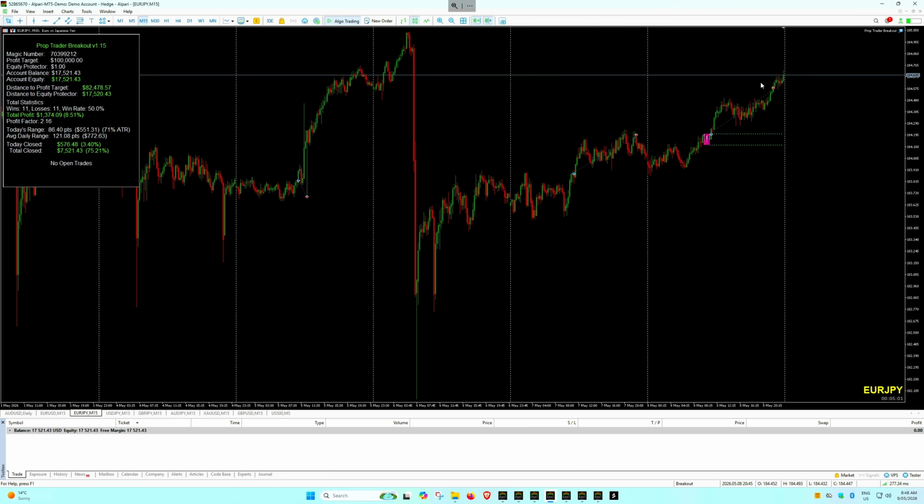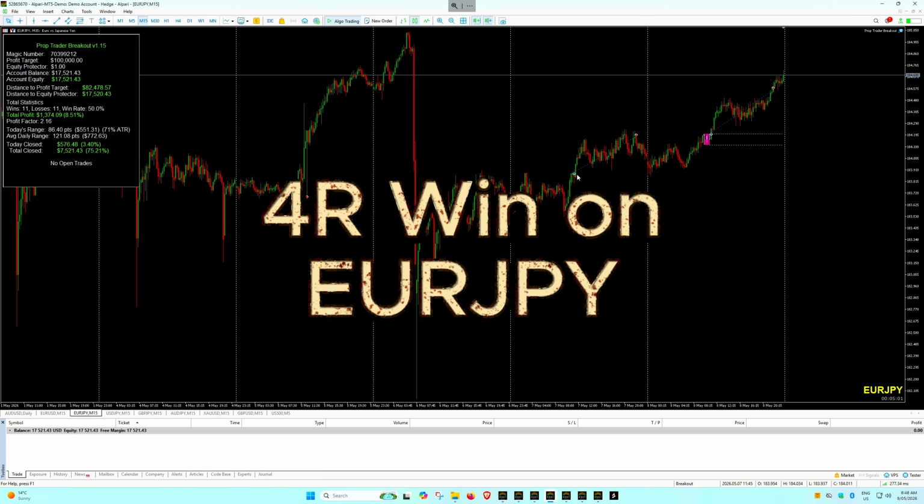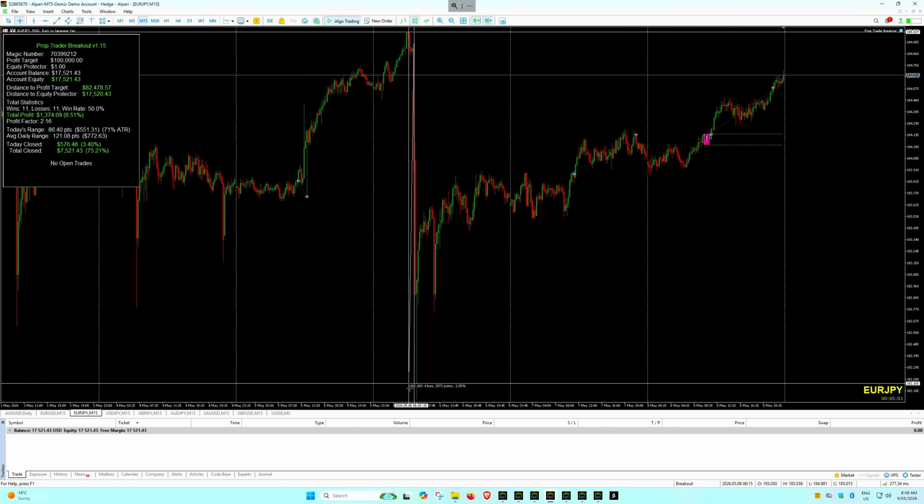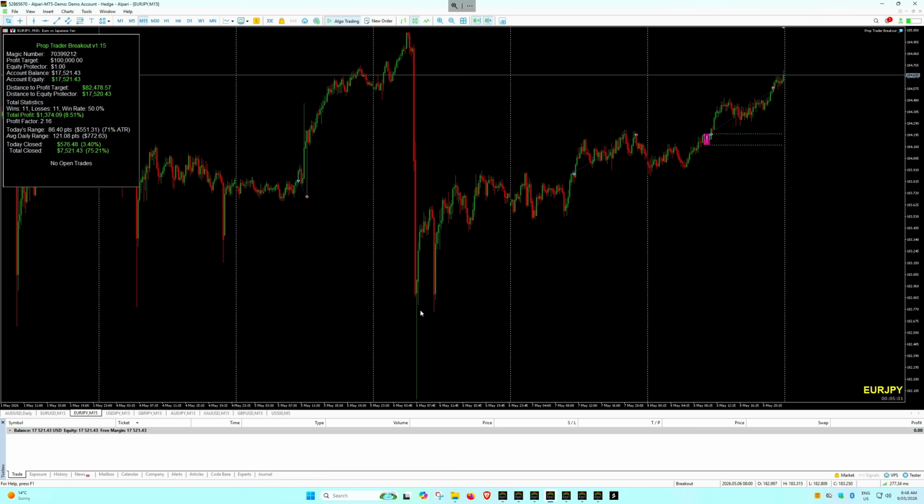So that's at least a 4R trade. The day before we had a win. The day prior to that, we didn't have a trade because of this large news candle. We had this movement which was ridiculously long, like 300 pips. The day before, we actually had a loss, so that's fine.